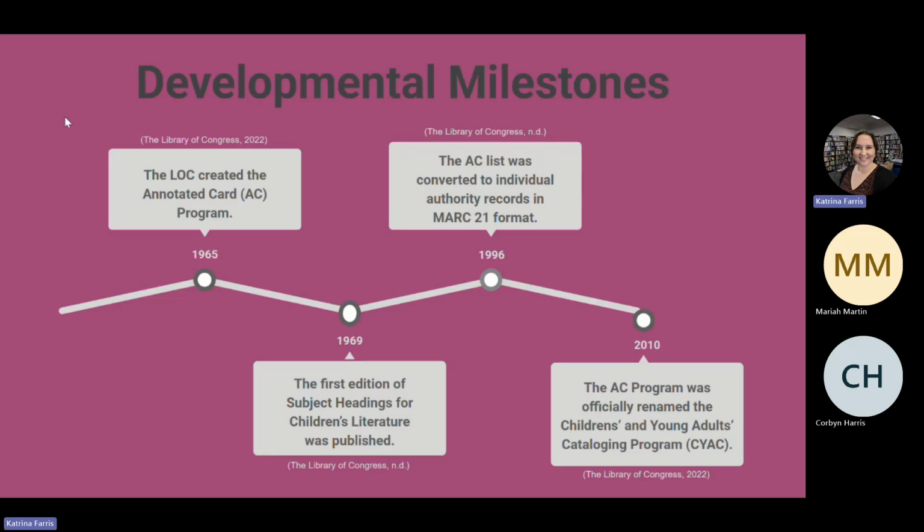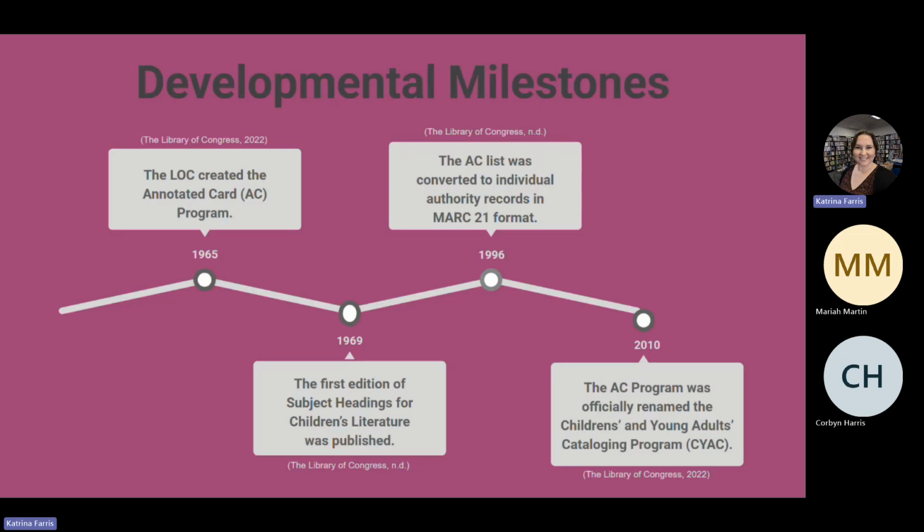Developmental milestones. To reiterate, we have the AC program being created in 1965 by the Library of Congress after receiving requests from librarians for children and youth materials. In 1969, the first edition of the Subject Headings for Children's Literature was published. This list provided the guidelines and reasoning for separating subject headings for children from the current LCSH list. Members from the ALA Committee on Cataloging of Children's Materials met to consider the problems due to lack of uniformity when cataloging children's materials. And in 1969, the committee recommended adopting the LOC cataloging of children's materials as a national standard.